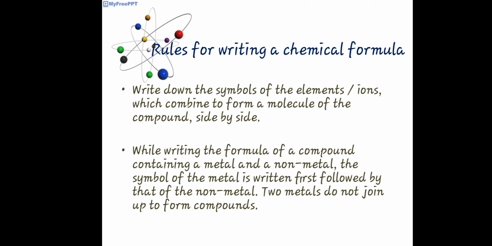Next, while writing the formula of a compound containing a metal and a non-metal, the symbol of the metal is written first, followed by that of the non-metal. Two metals do not join up to form compounds. So always remember that in writing a chemical formula, you have to write the metal first, then followed by the non-metal. Always remember that one, okay?